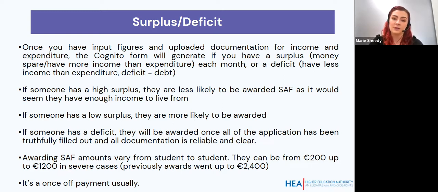So the awarding amounts this year, they start at €200 and they work up to €1,200. So the maximum you can get from the SAF is €1,200. And that's in very extreme severe cases. So typical awarding amounts would be significantly lower than that this year. If you had applied to the SAF last year or in previous years, the amounts may have been higher or may have been different, but in this academic year, 2022-2023, our amounts are from €200 to €1,200.